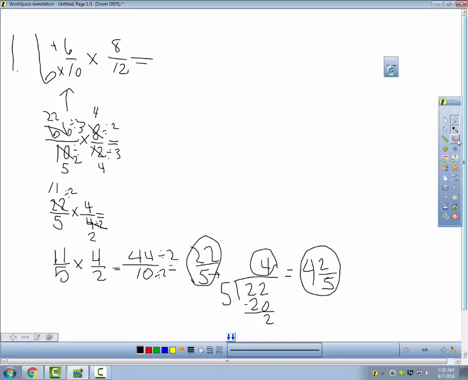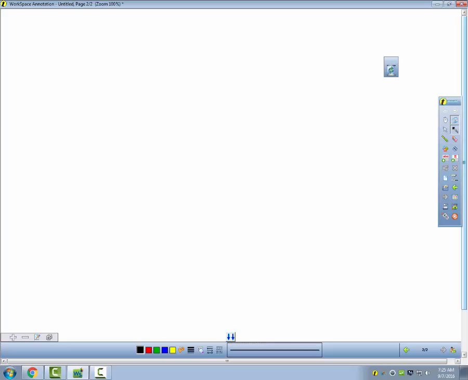Okay, so let's go ahead and I'm going to go to another page and let's do number 2. And we'll do number 2 the actual way, which is just multiplying straight across. So for number 2 on your packet, you would do 5 1/4 times 5 over 8.